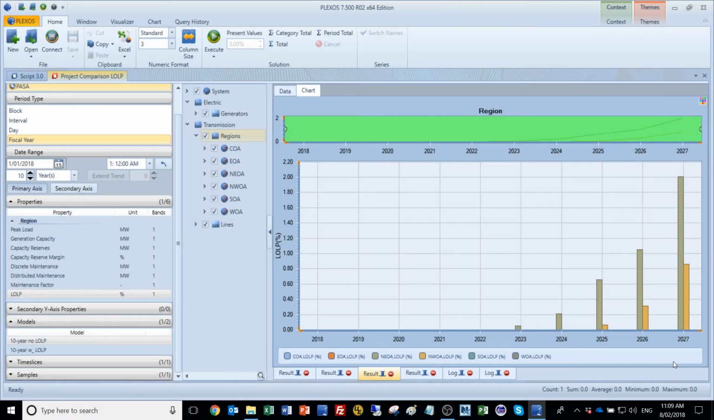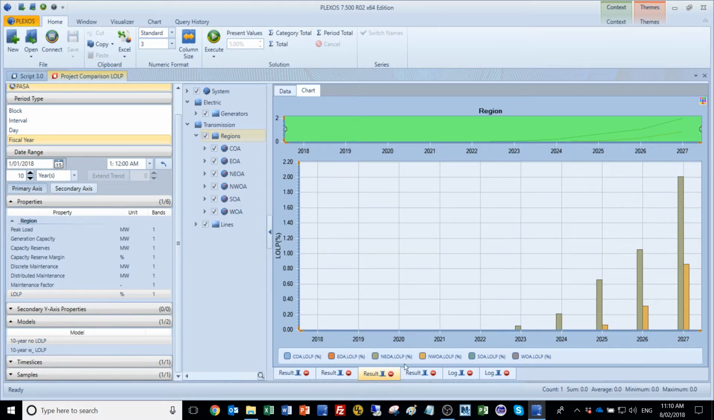Now we will demonstrate the use of LOLP targets for long-term planning. We ran a PLEXOS project with two long-term models, one with an LOLP target and one without. By querying the LOLP for the regions during the year, we can see that without a target, the LOLP will eventually increase each year.